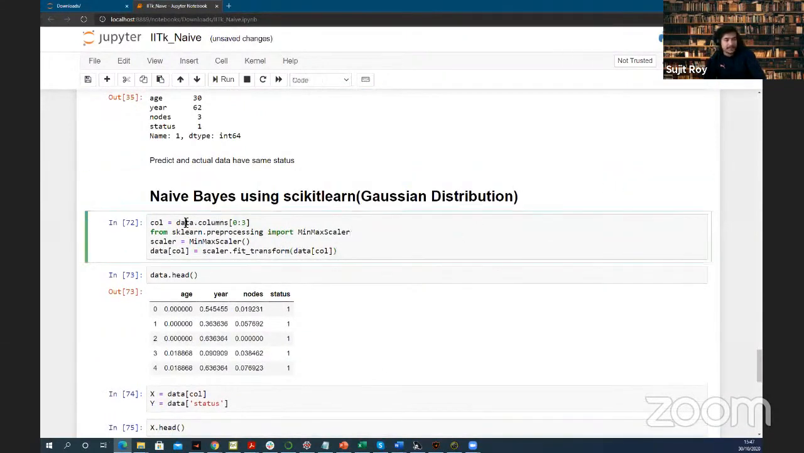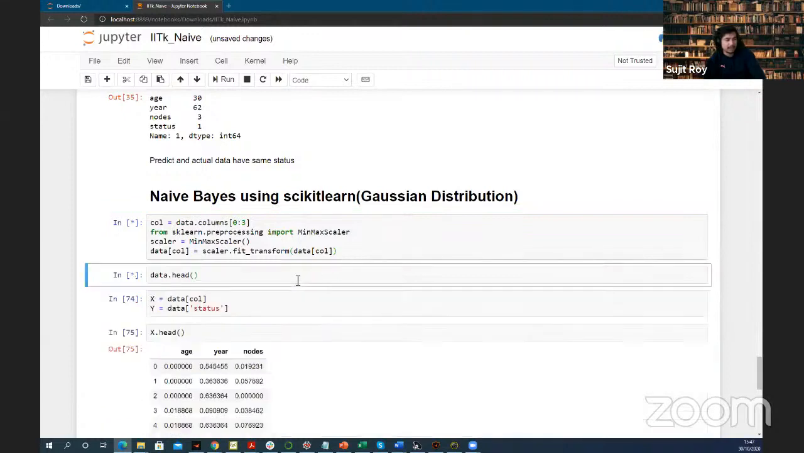So we'll select the columns, and then we're going to select the data. Then you have sklearn preprocessing, MinMaxScaler for scaling the data, and then you do the transformation on the data column, and then you get the data.